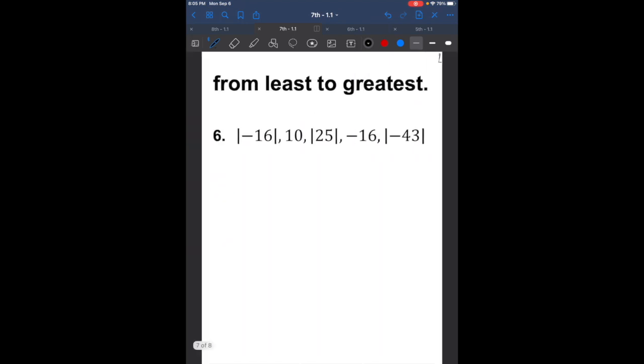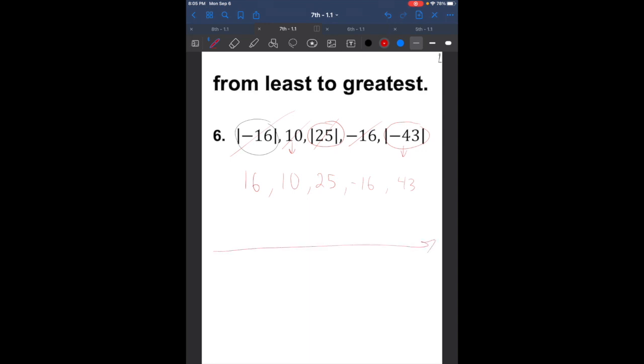Alright, let's move on to our next question and our last question. Same rules apply as last time, so let's put these all in order. So let's try to solve them one by one. Well, what is the absolute value of negative 16? Remember that absolute value is always positive, so the absolute value of negative 16 is positive 16. We got rid of that. 10 is just 10. The absolute value of 25 is 25. Cross those off. That's a negative 16. And then we know that the absolute value of negative 43 is 43. Remember, absolute value means the distance away from 0.